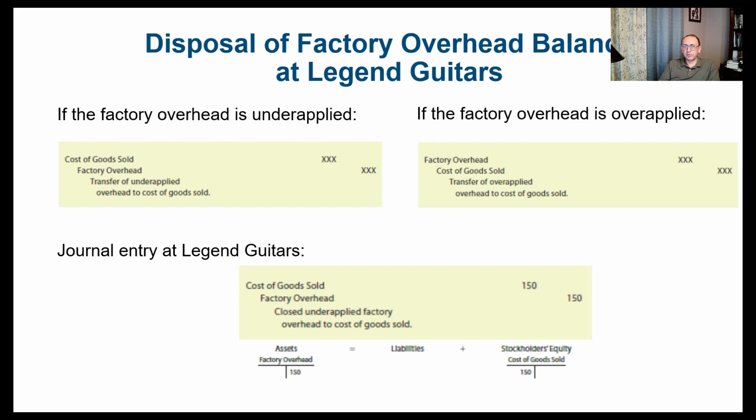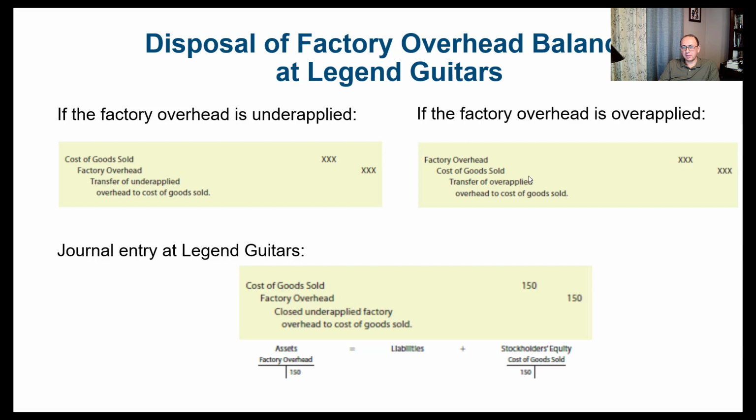So if the factory overhead is underapplied, remember that was an underestimate, so we are going to increase our cost of goods sold by debiting the cost of goods sold, and we reduce the factory overhead. If the opposite is the case, if the factory overhead is overapplied, then we debit the factory overhead and we credit the cost of goods sold. When we credit the cost of goods sold, we're actually reducing the amount of the cost of goods sold.